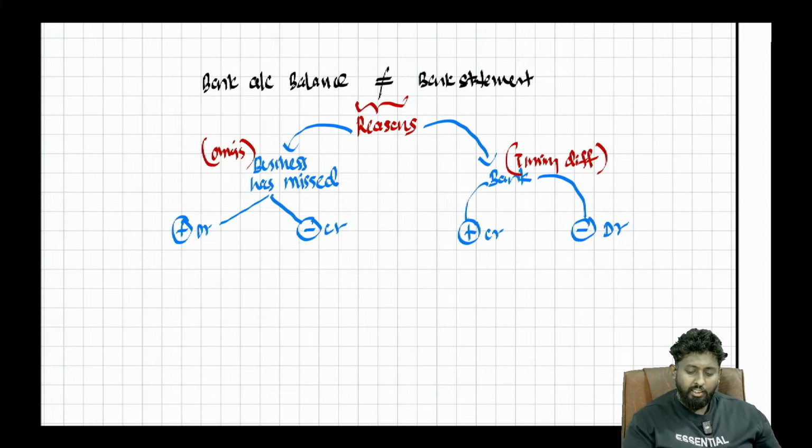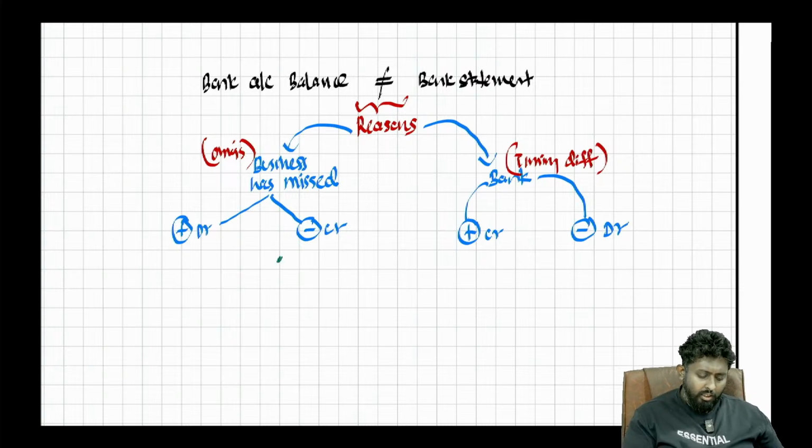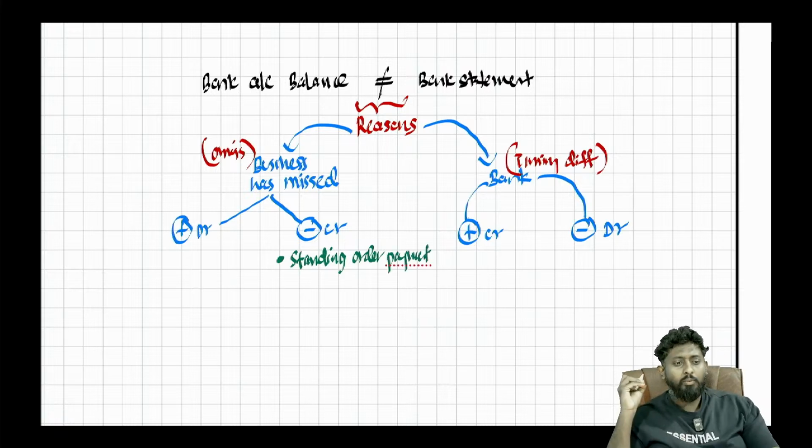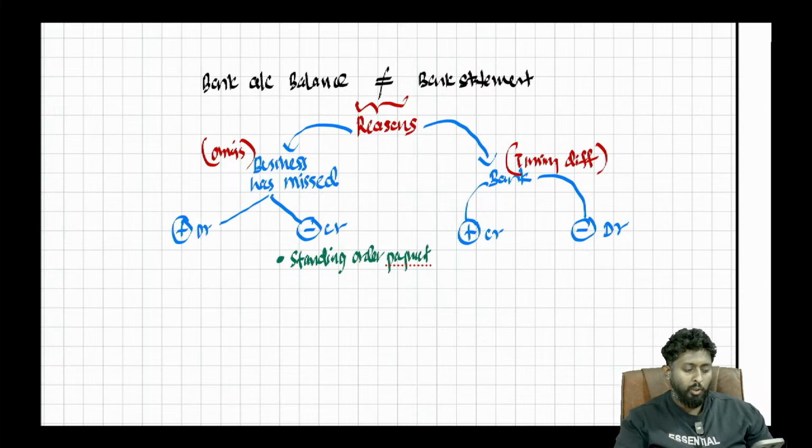So let's see what the reasons are that we do not record certain things. Very frequently they give something called a standing order payment. Let's see what a standing order payment is: we can inform our bank to pay a certain amount from our account to a specific outsider.